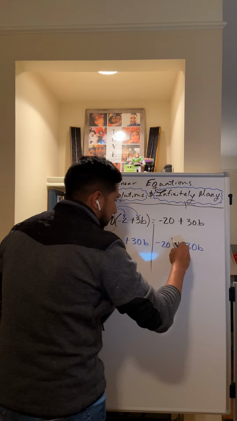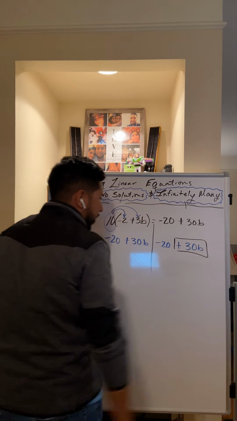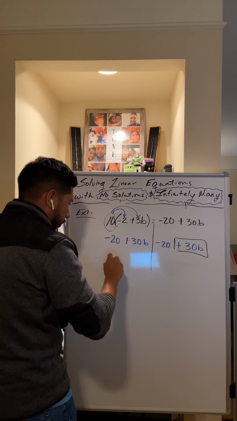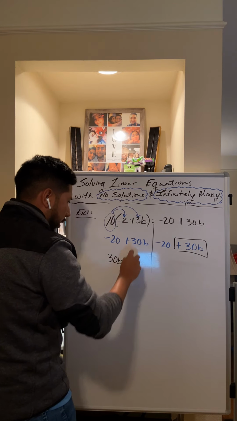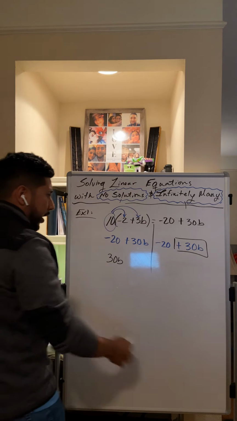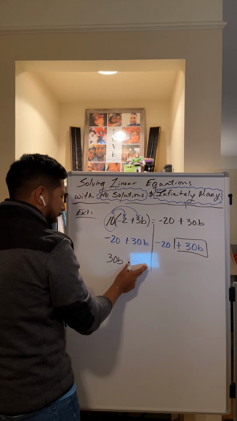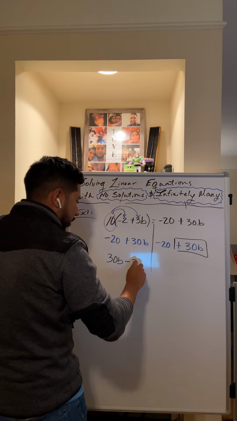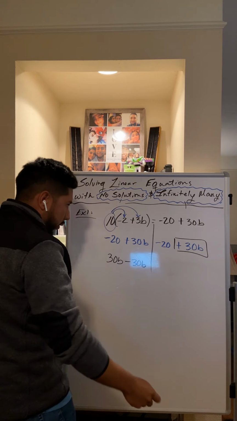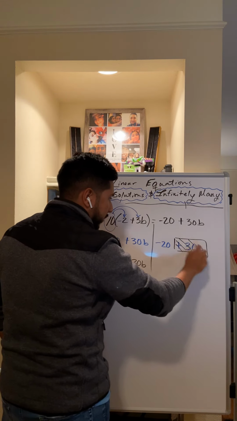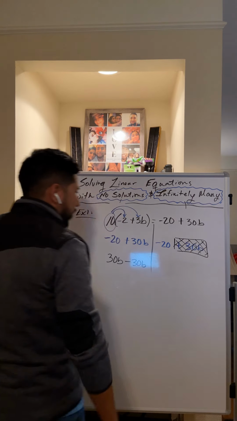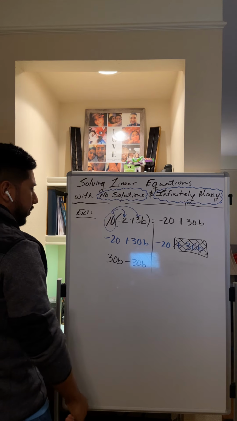Okay, so I have this positive 30b. I'm going to bring this guy down right here. This positive 30b is going to come right here, but don't forget that it turns from a positive to a negative. And then, of course, we cross it out. Replay that if you did not catch it. If not, come to my tutoring hours.